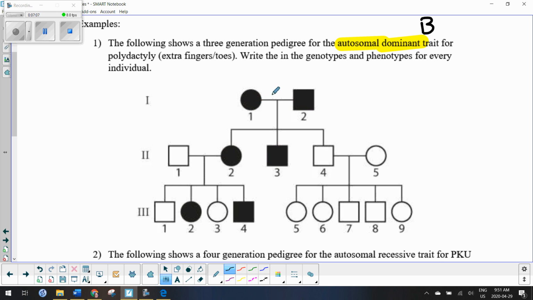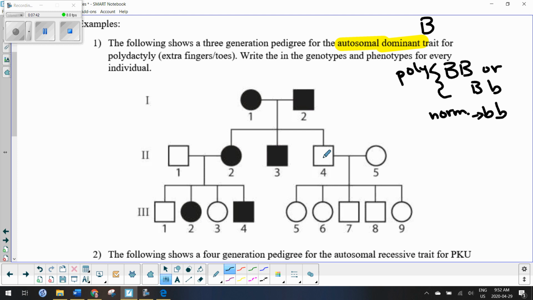Looking at parent 1 and parent 2, they both have polydactyly, which tells me they could be big B, big B, or big B, little b. We won't know until we look at their offspring. Looking at their offspring, we have 2 offspring that had polydactyly and then 1 that didn't. So I'm going to do this: polydactyly, little b, normal.